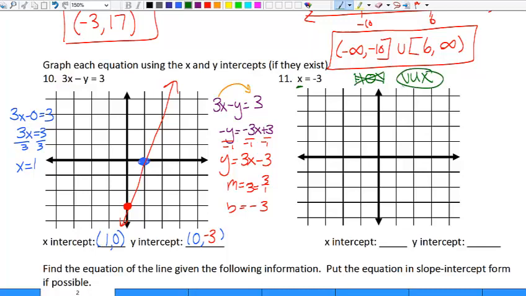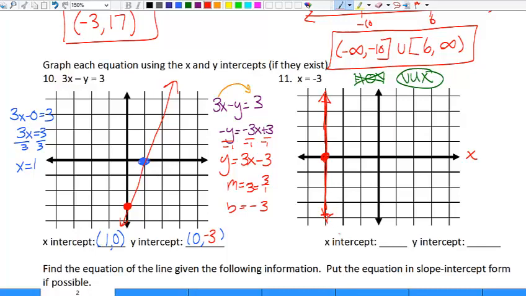So it's probably going to be a VUX, which stands for vertical lines have undefined slopes and their equations look like x equals a number. Well, this does, x equals negative 3. So that's going to be a vertical line. To graph this, I'm going to go to my x-axis and go to negative 3, because I know x is equal to negative 3, and draw my VUX vertical line right there.